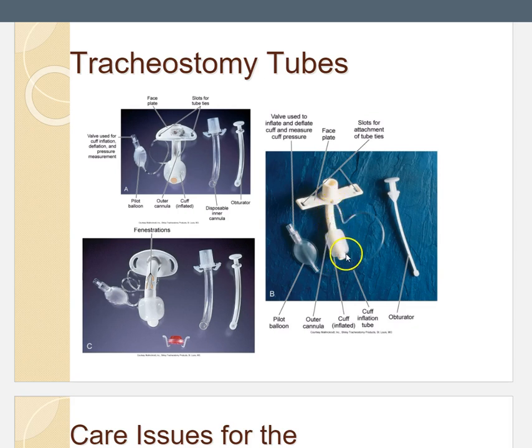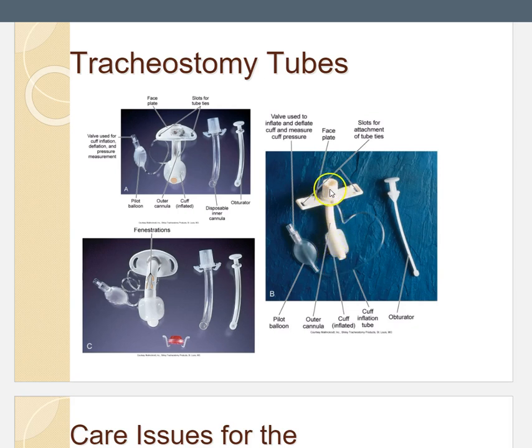It has a little curve to it, as you can see, and this is what we mean by cuff. And this is the little valve used to inflate and deflate the cuff and measure cuff pressure. So we would inject air into this, which would blow this up. Why would we need a cuff? This puts pressure on the trachea and makes a seal so air doesn't escape, and we get a good seal to properly oxygenate our patients.